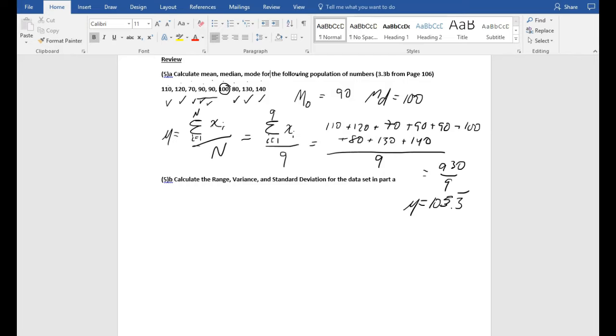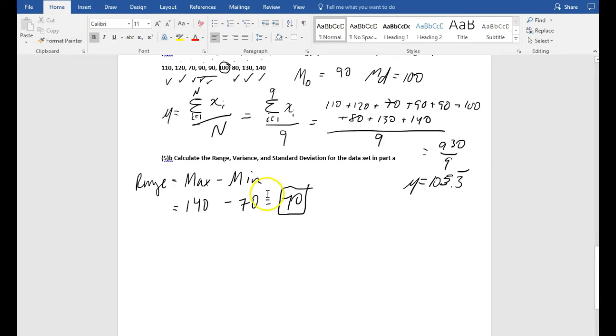Okay, now we're going to move on to 5b: calculate the range, variance, and standard deviation. The range is the easy one. Range is the max minus the min. The max value is 140. The min value is 70. So we have a range equal to 70. I'll try to keep as much of that in the picture as I can.